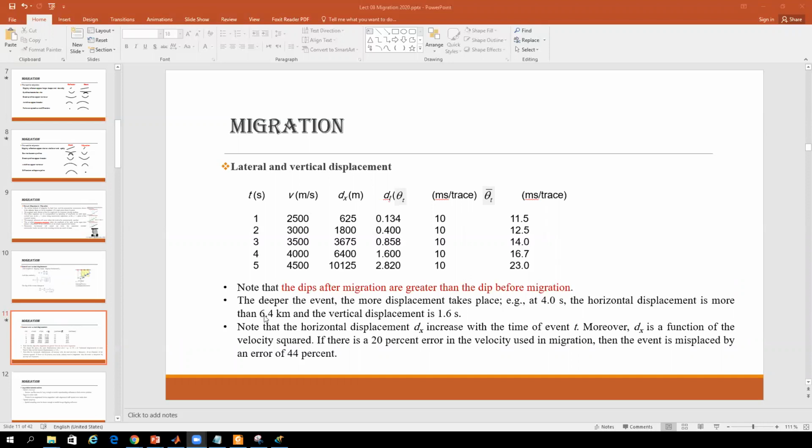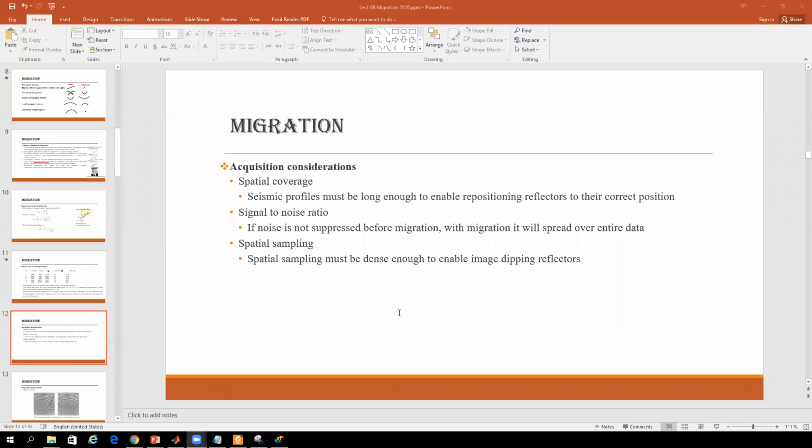So what does it mean? It means if you have a target or a dipping event and you want to drill it based on your stack section, you will find that the real target which you want to drill is 6 kilometers far from the point which you have in your stack section. And this shows that it's very important to do some corrections in order to bring it back, which is the work of the migration.